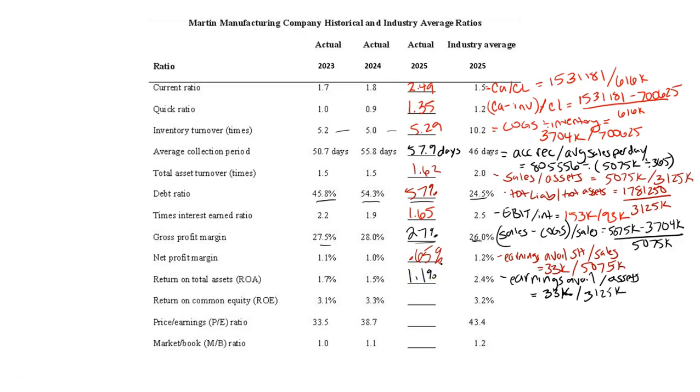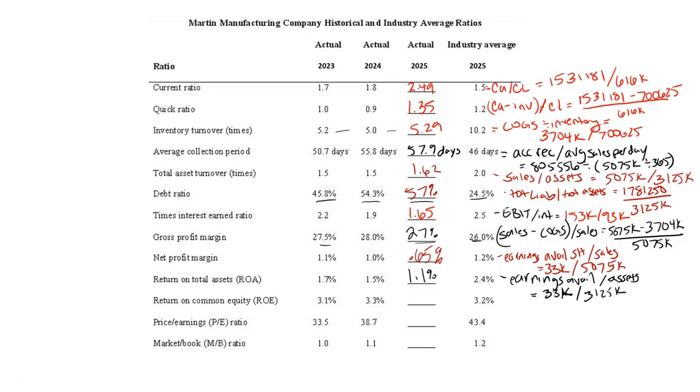So our ROA has decreased dramatically from 1.7% to 1.1%, and is much lower than the industry average of 2.4%. So we're not using those assets efficiently. Borrowing that money probably was not the wisest choice. They didn't spend it well. They didn't spend it on quality assets that were going to generate a return.